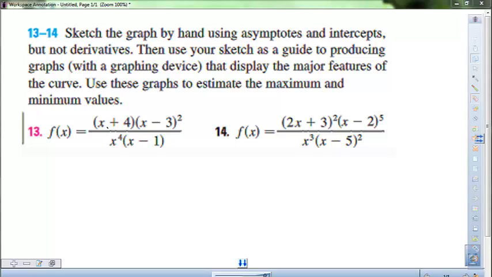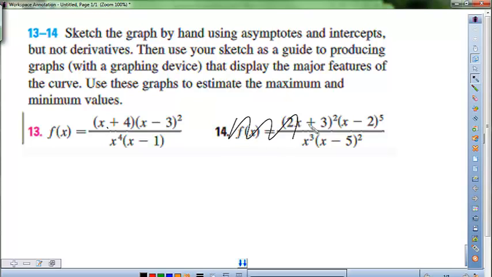This is a problem from 4-6, and it will be one of your homework problems, or similar to your homework problems. So what I want to do is take a look at one of these problems, and I'm going to focus on number 13. So let's not worry about number 14 for now. It says sketch a graph by hand by using asymptotes and intercepts but not derivatives. So basically try to graph this thing using our knowledge of pre-calculus.